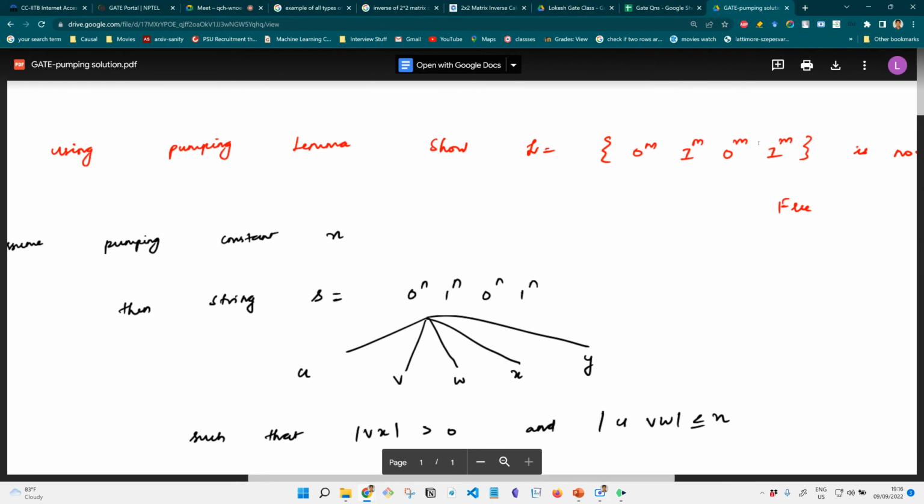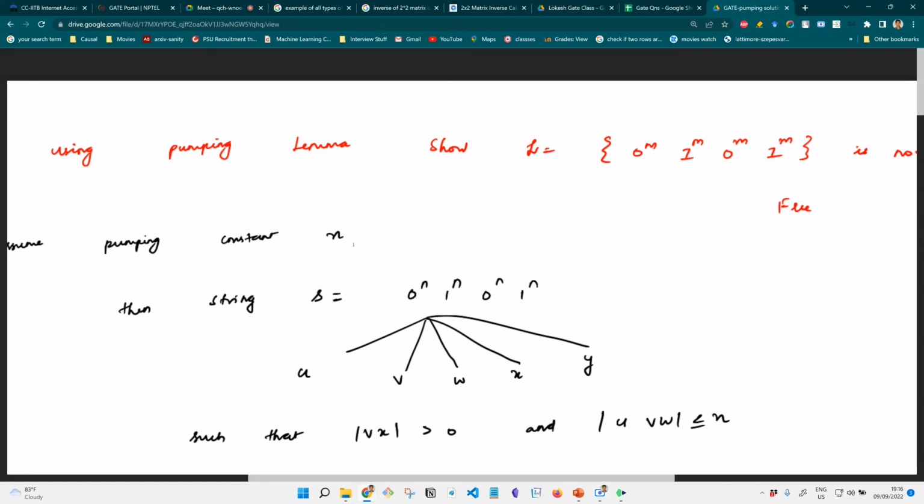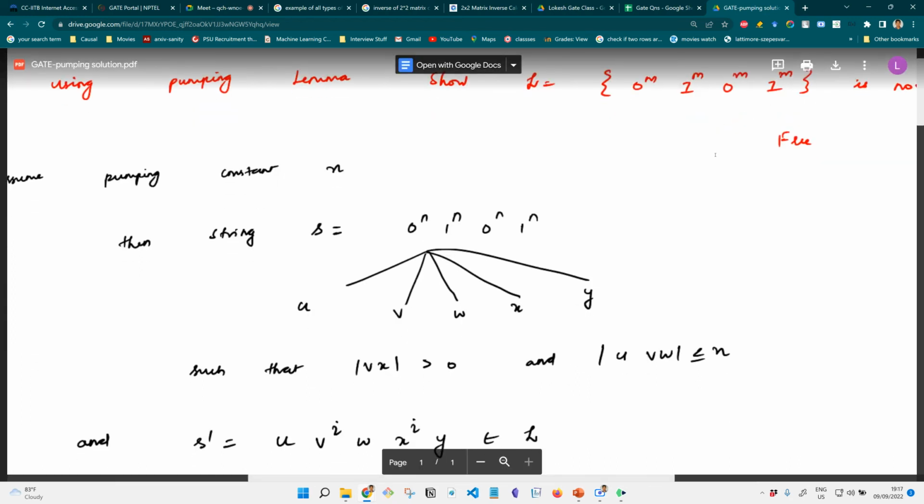Now to show it using the pumping lemma, first you need to assume a pumping constant n. You need to consider just one string, and that string should adhere to the pumping constant. And last class we saw that this n should be general. You cannot assign values to it. You should assume a symbol, right? So now let's consider the string 0^n 1^n 0^n 1^n.